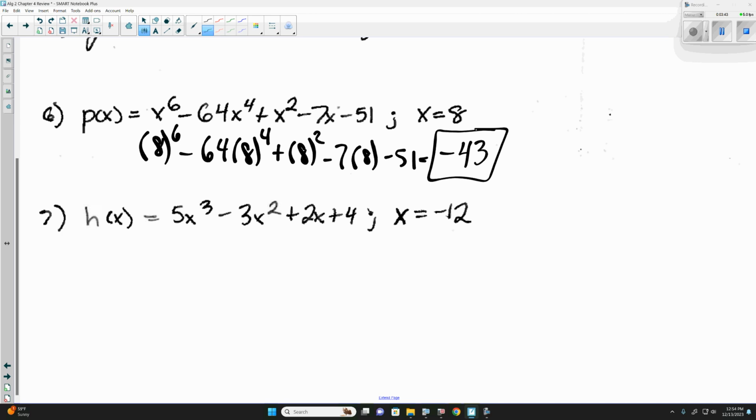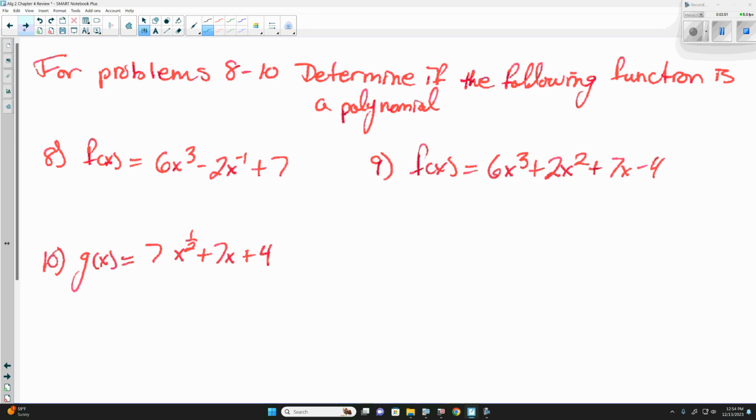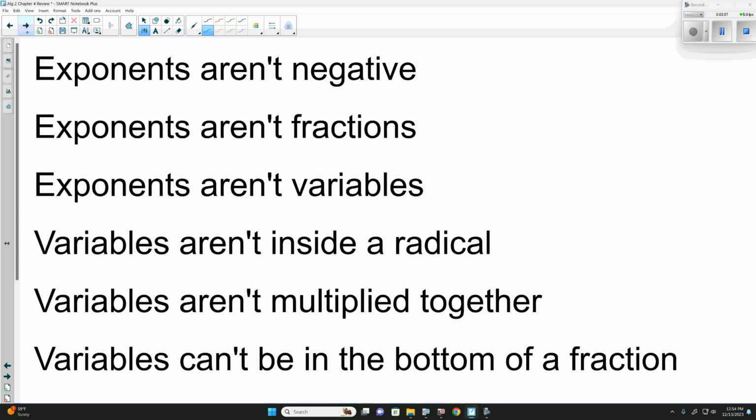Because when we evaluate, we just plug in that value in place of x and then simplify. 8, 9, and 10. Determine if the following function is a polynomial. Well, if it's a polynomial, the exponents are not negative. The exponents aren't fractions. We can't have a fraction as an exponent.